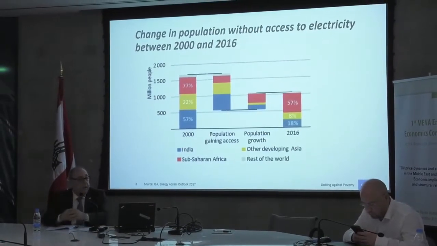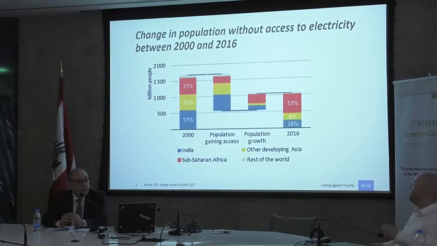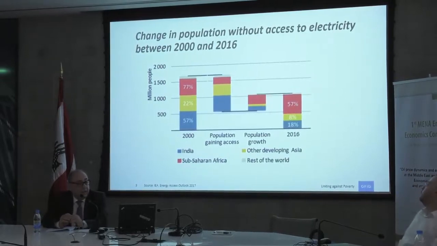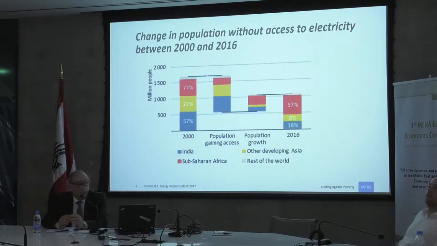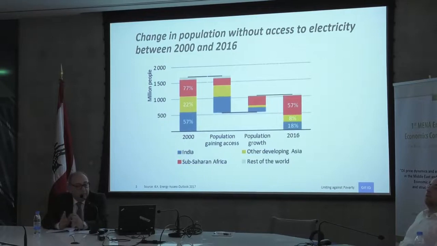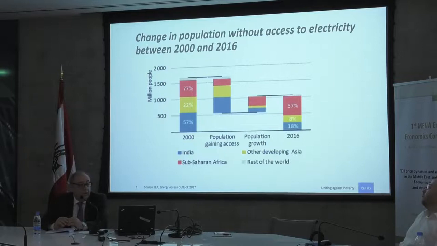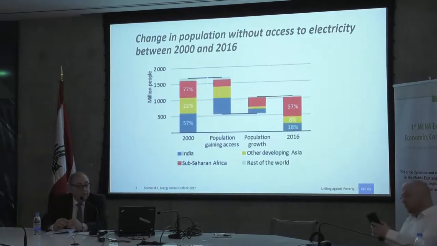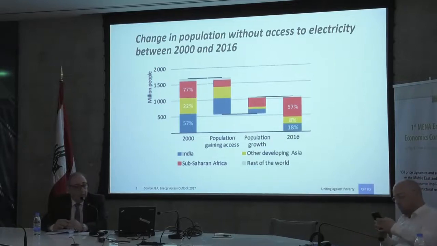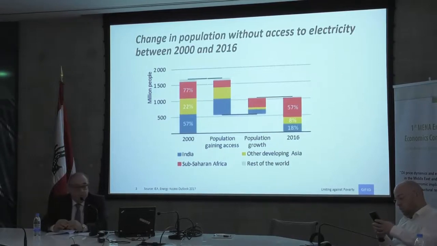Globally, access to electricity has improved over the last 15 years. Today, we have less than 1.1 billion people lacking access to energy. Yes, there's a big improvement, around 1.2 billion gained access, but we still have many people using kerosene and other types of energy for lighting.